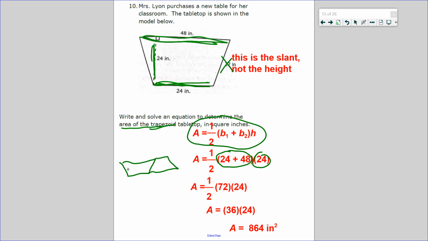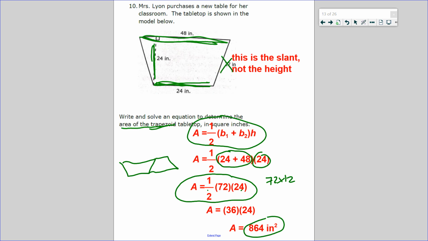a parallelogram is base times height. A trapezoid is half of a parallelogram. So 24 plus 48 is 72. Times 24. There are many ways to solve this. This is one way you can solve it. You can multiply 72 times 24, cut that number in half. Or you can do this. What's half of 72? 36. 36 times 24. Or you could do half of 24 is 12. 72 times 12. Many ways to solve this. I'm going to do half of 72, which is 36, times 24.